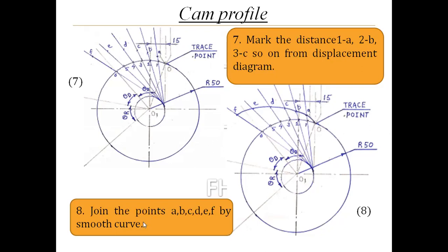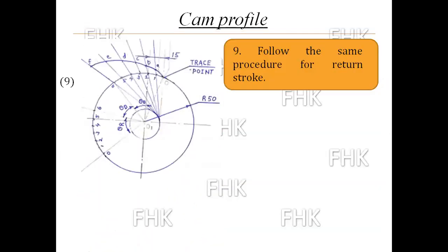Okay, now the next step is to join the points A, B, C, D, E and F by a smooth curve as shown here. Draw the arc through points A, B, C, D, E, F. That curve should be smooth. If your distances from the displacement diagram are correct, you will get a smooth curve here. Now, the next step is to follow the same procedure for the return stroke also.